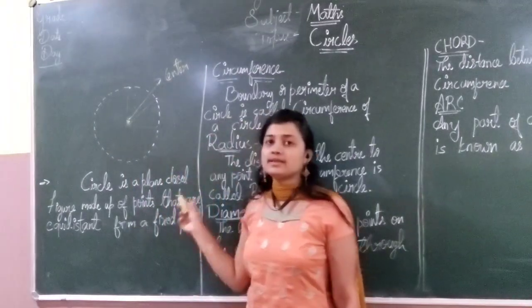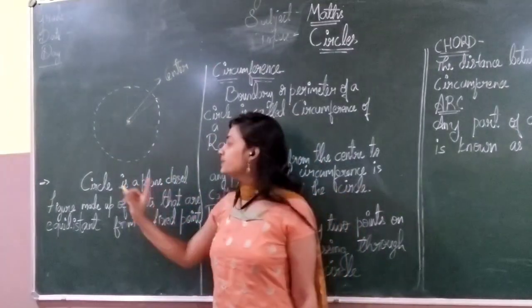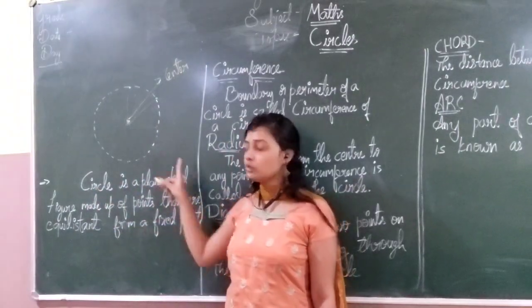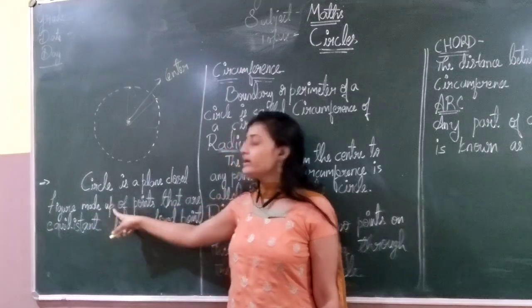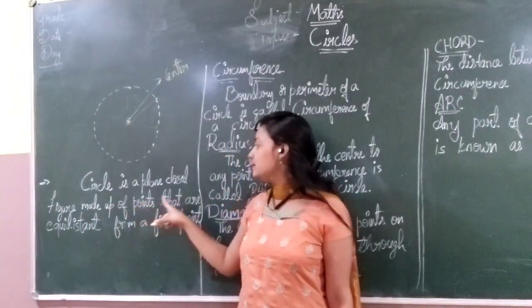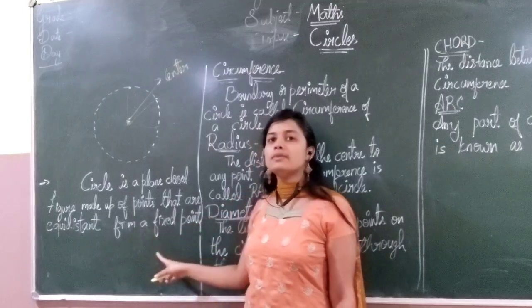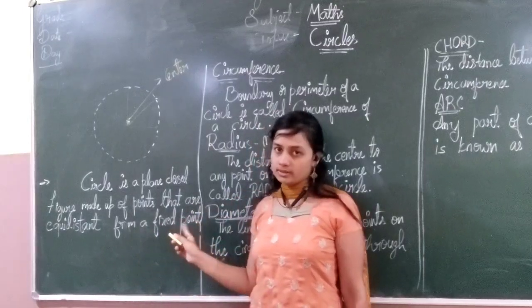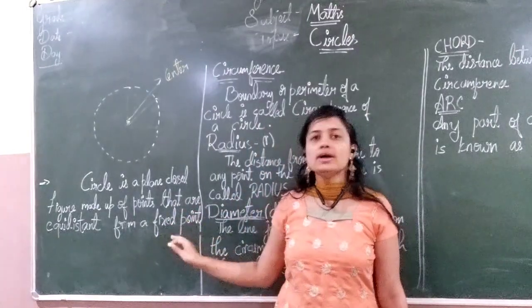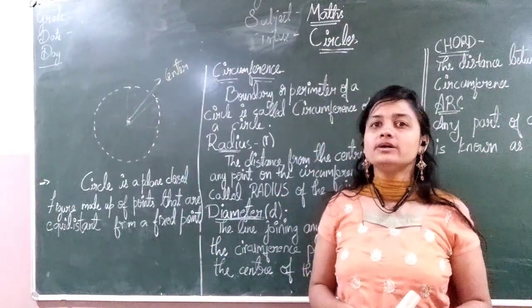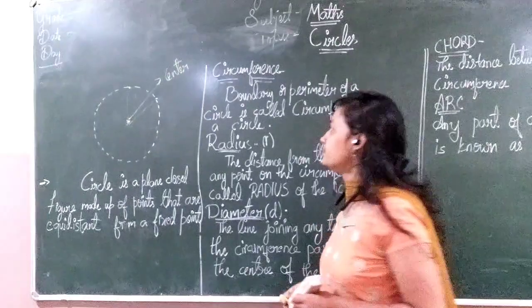So let us say the circle definition once again. A circle is a plane closed figure made up of points that are at equal distance from a fixed point. So this is the definition of a circle. Now let us go and learn all the parts of the circle.